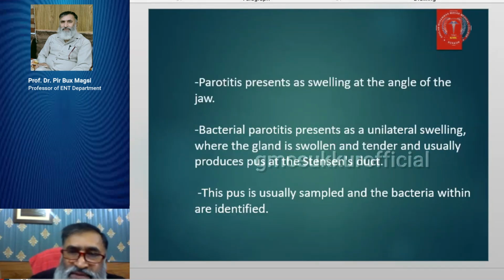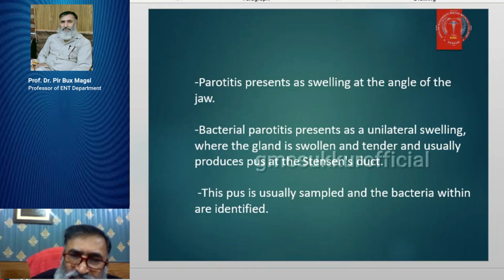Now, parotitis presents with swelling at the angle of the jaw. Bacterial parotitis presents as unilateral swelling, where the gland is swollen and tender and usually produces pus at the extension duct. I have shown you the duct which opens at the upper second molar tooth in the buccal sulcus of the oral cavity.